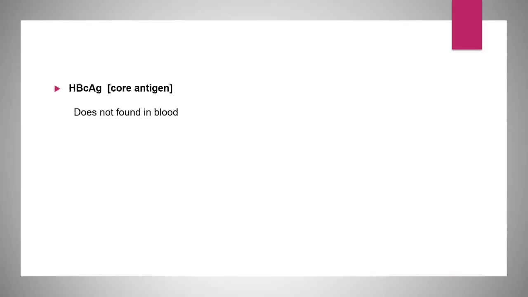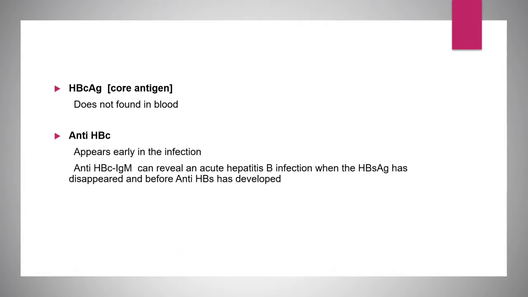HBcAg, the core antigen, is not found in blood. Anti-HBc appears early in the infection. Anti-HBc IgM can reveal an acute hepatitis infection when the HBsAg has disappeared and before anti-HBs has developed. Chronic hepatitis B infection is diagnosed by presence of HBsAg and anti-HBc IgG.